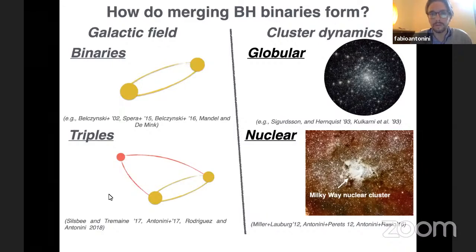So my talk will be mostly focused on this alternative scenario for the formation of these sources: that they form through dynamical interactions in dense star clusters, and this could be globular clusters, nuclear clusters, and open clusters. But in this seminar, I will mostly consider globular clusters, and then spend the last 5 or 10 minutes on this other type of stellar system, nuclear star clusters.